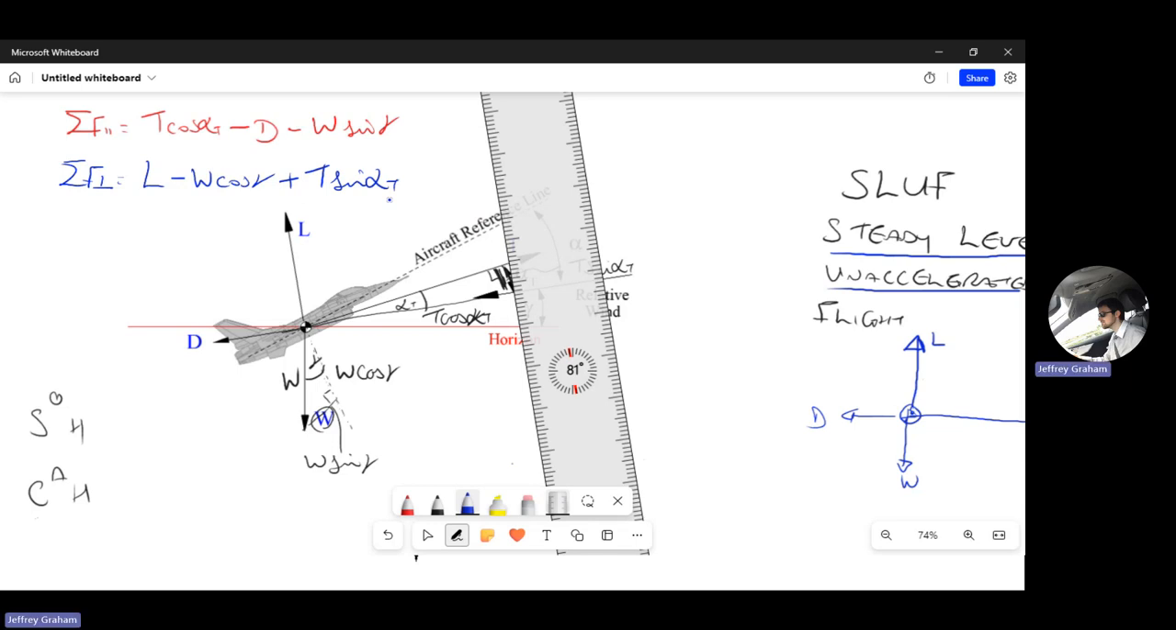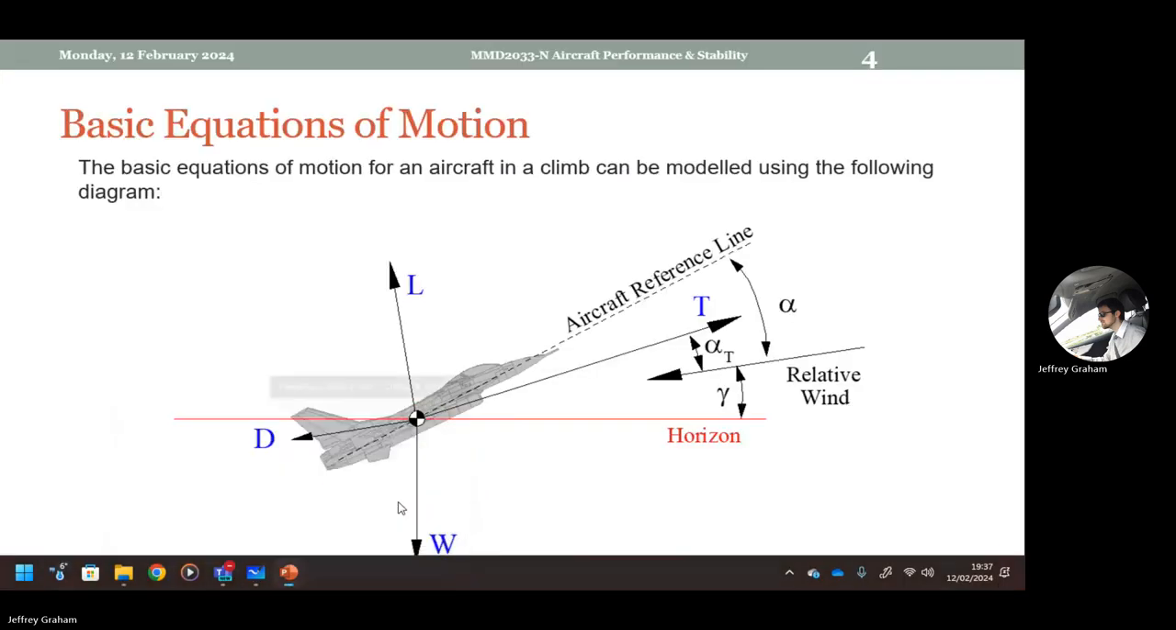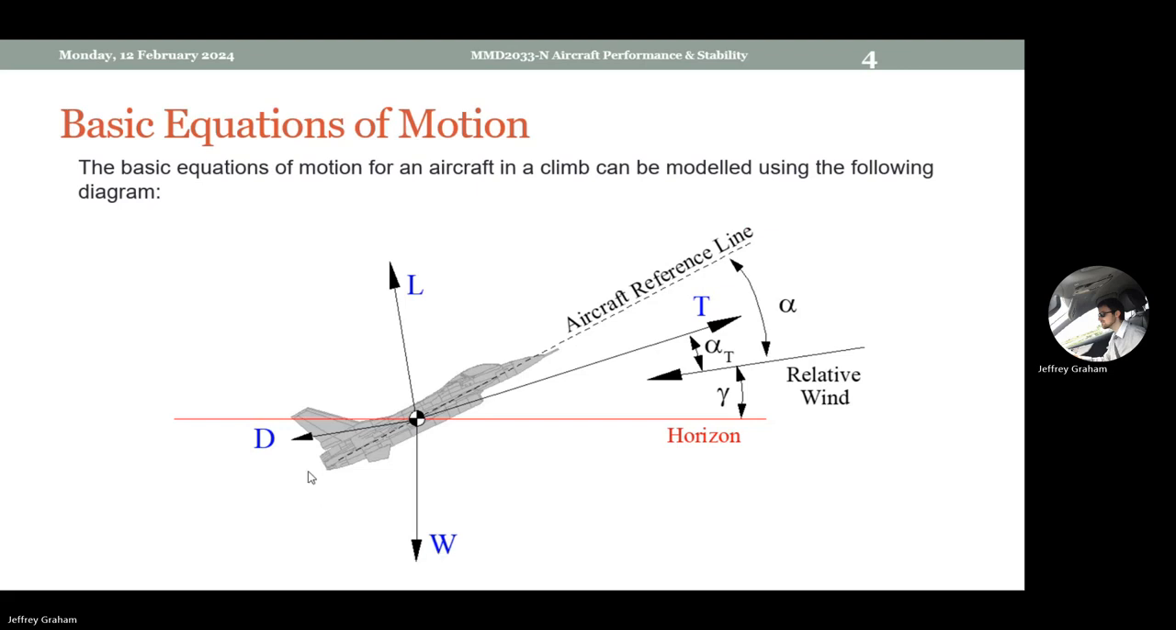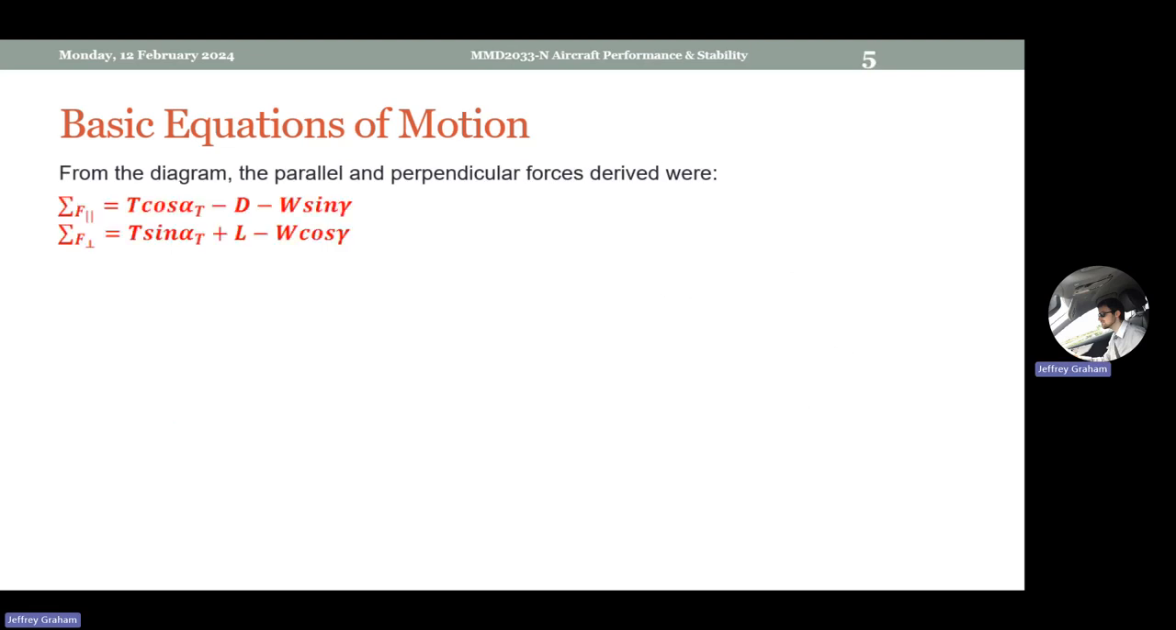All right, two key equations. Right, so those two equations should reappear here. So this is precisely what we just derived.